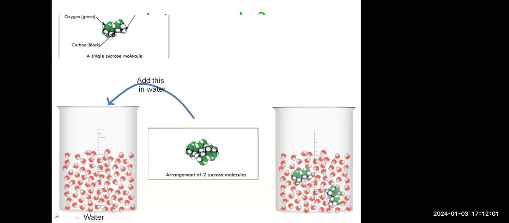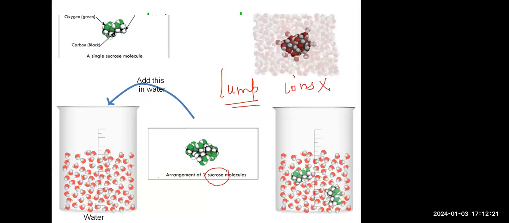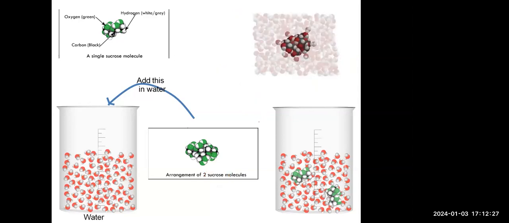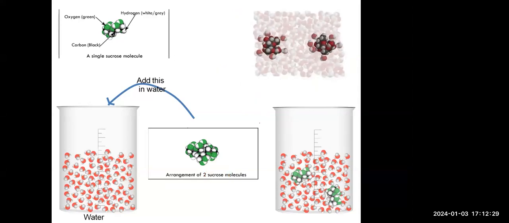This is the sucrose molecule taken here. It is another kind of sugar. So when you put it in water, the only thing that happens is the lump of sugar breaks down into small pieces, but ions are not produced. So it will not conduct electricity. You can see the pieces breaking down into two, but no ionization.